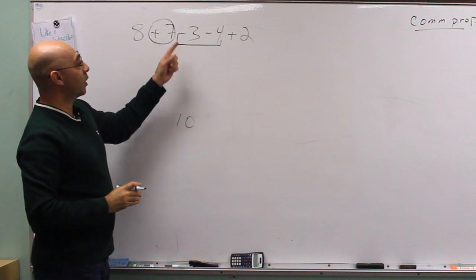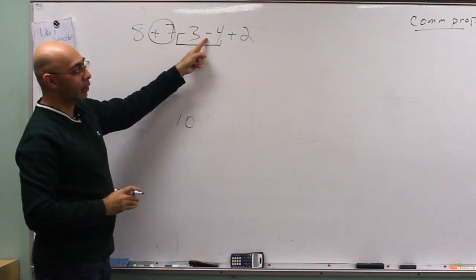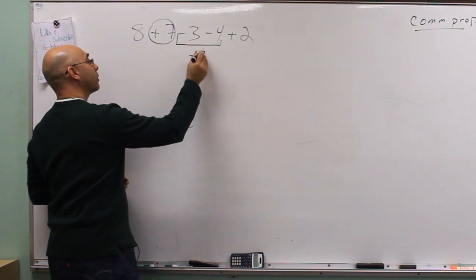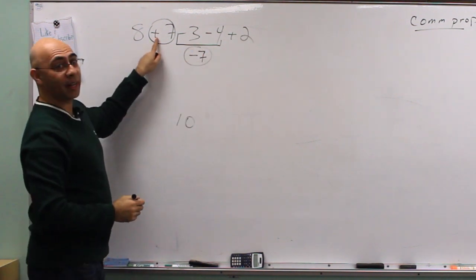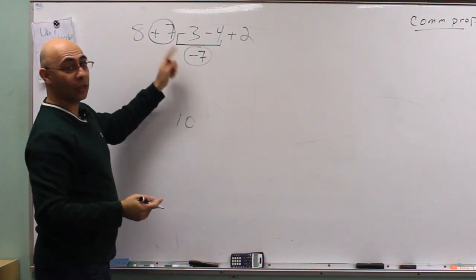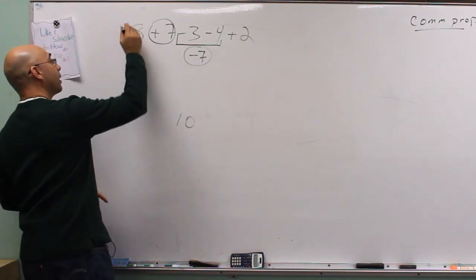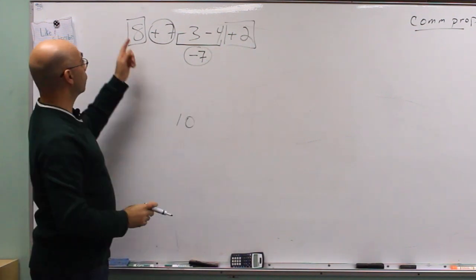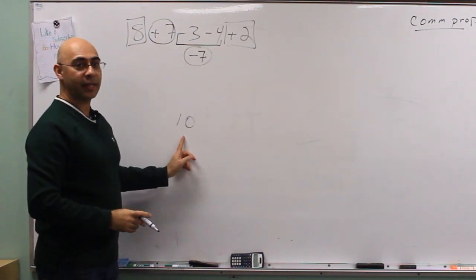So think of it in terms of money. I owe somebody $3, and I owe somebody else $4. I now owe them $7. So if I have $7, and I owe somebody $7, I've got nothing. They cancel each other out. And now I can associate that 8 with that plus 2. So in essence, I'm just doing 8 plus 2 is 10.